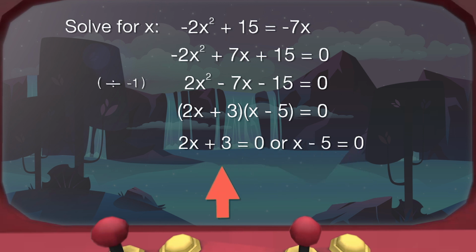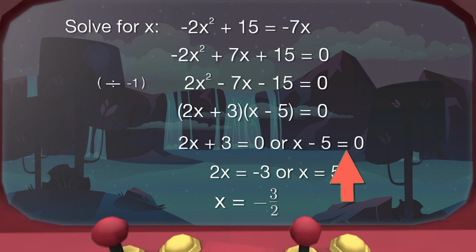And let's solve for x. 2x is then equal to minus 3, and then we take this minus 3 and divide it by this coefficient. So x is equal to minus 3 over 2. Or we have x minus 5, which is equal to 0, and then x is equal to 5. So these are the two values, or the two roots of the equation, and it's the two values for x.